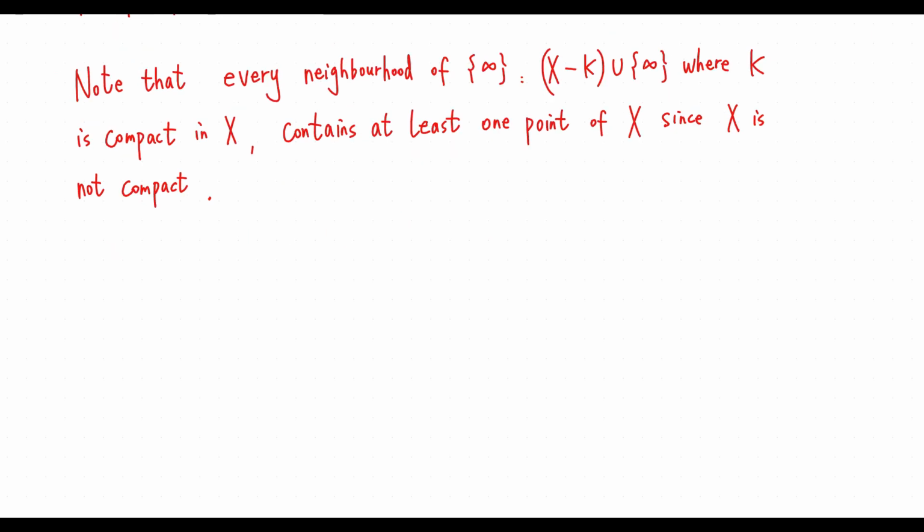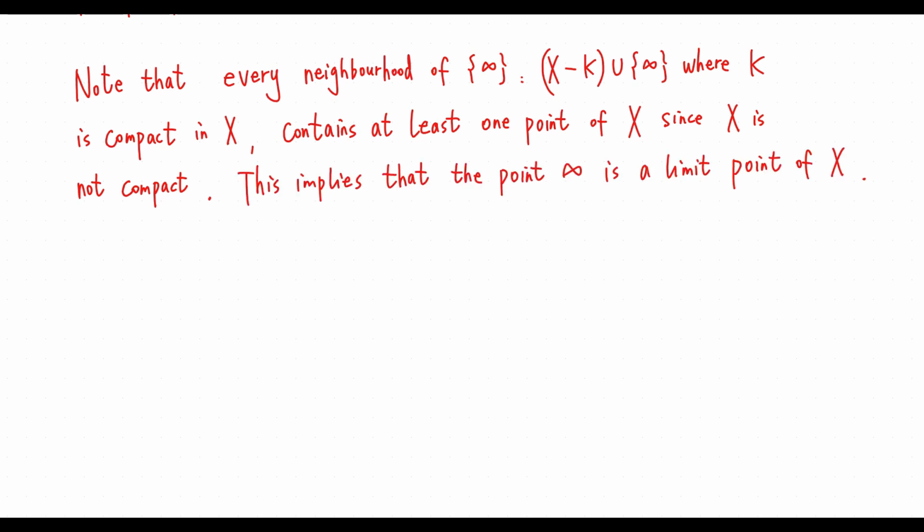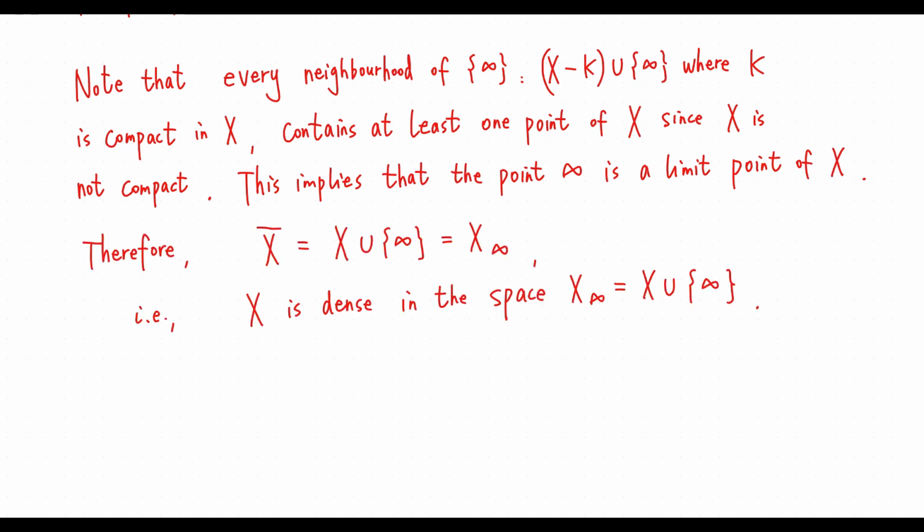We see that every neighborhood of the point infinity contains at least one point of X. This implies the point infinity is a limit point of X. We thus conclude that space X is dense in the space X infinity.